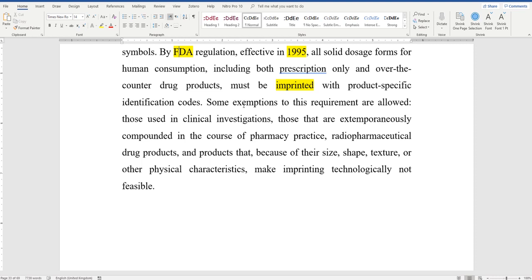There are some exemptions, like radiopharmaceutical drug products, or for example when you use drugs in clinical trials, or clinical investigation. Of course, you don't want the patient to know what he's taking. You don't want the investigator to know what he's giving. So there are some exemptions to the rule that all tablets must bear certain identification codes.